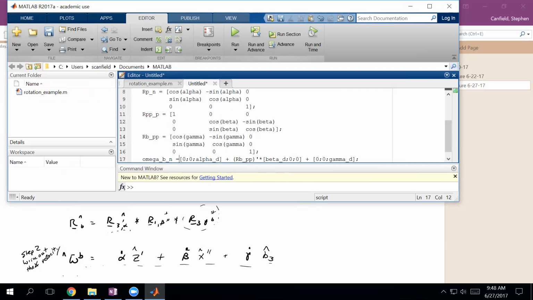So I'm going to first multiply these two. So I needed the r, pp, so the projection from pp to p, by the projection of rb to pp. And I need the transpose of all that.